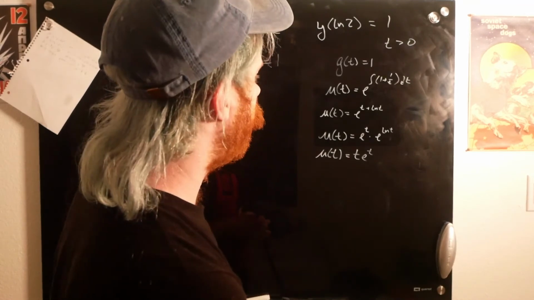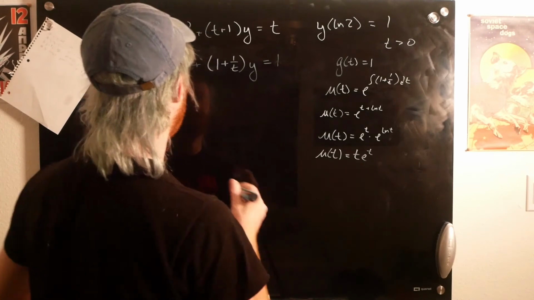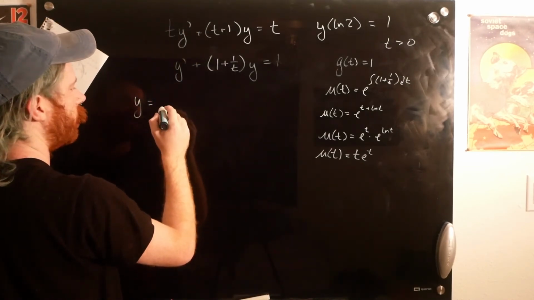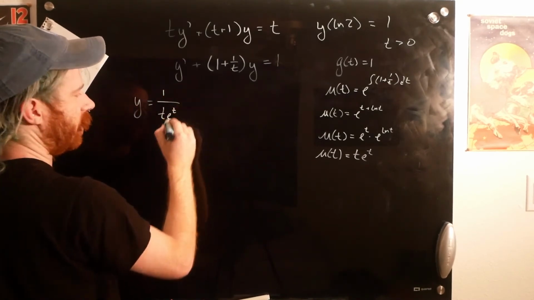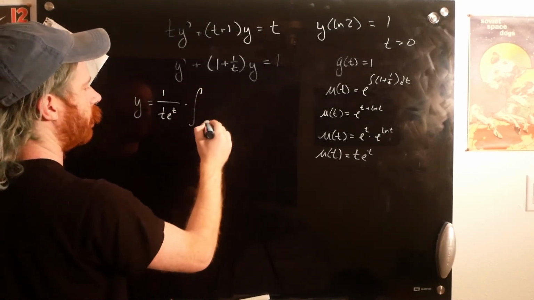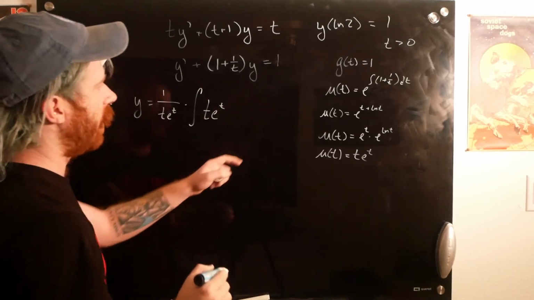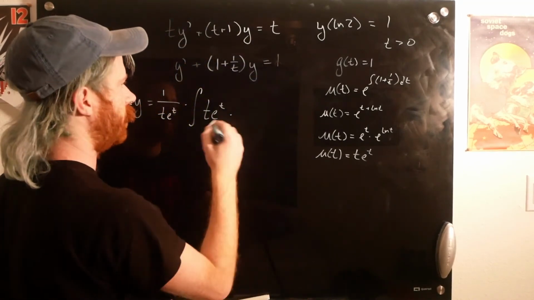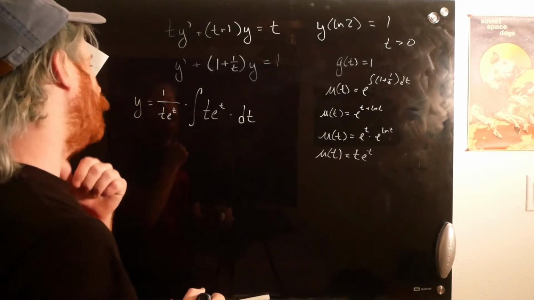So now what we can do is we have our mu and we have our g of t. So let's go ahead and plug it into that formula, right? y equals 1 over mu of t, 1 over t e to the t, times the integral of t e to the t, which is mu of t. And then our g of t is just 1, right? So we don't really have to put that in there. It's just an understood 1. Multiplying by 1 doesn't change anything. e to the t dt.